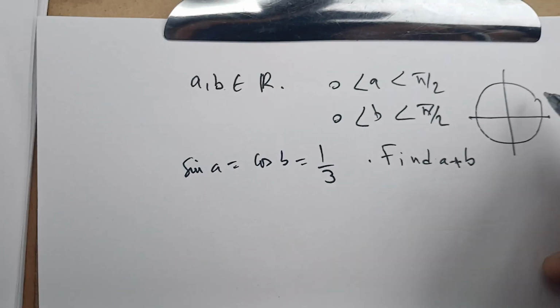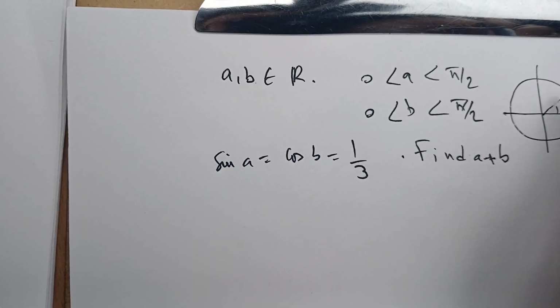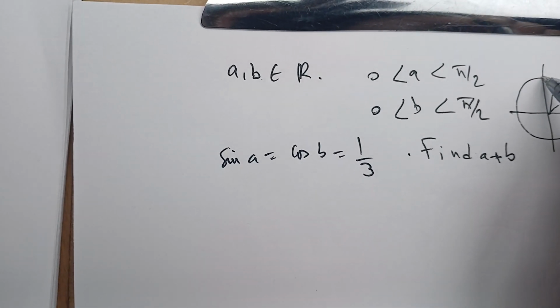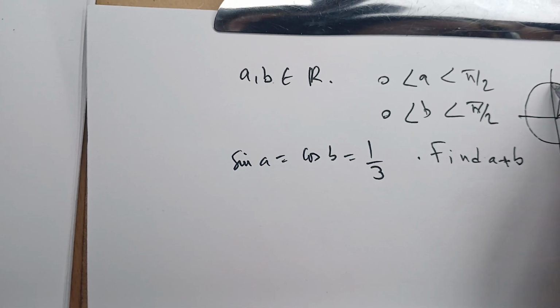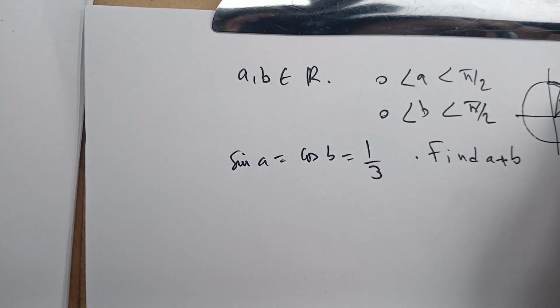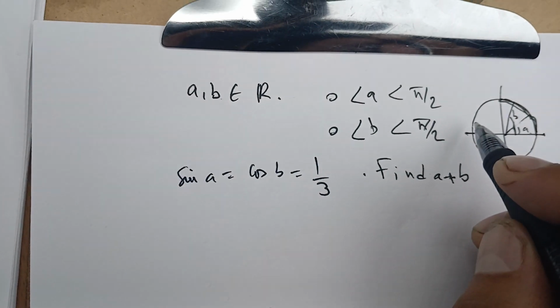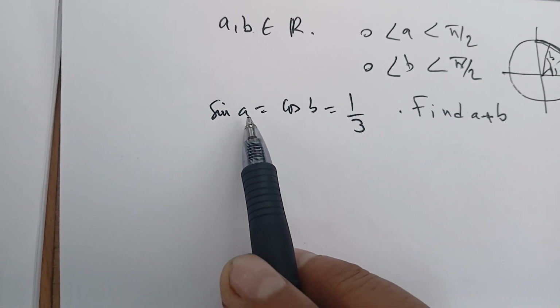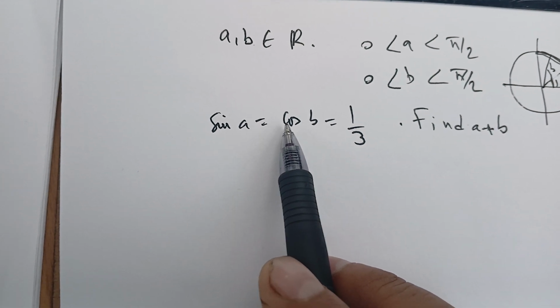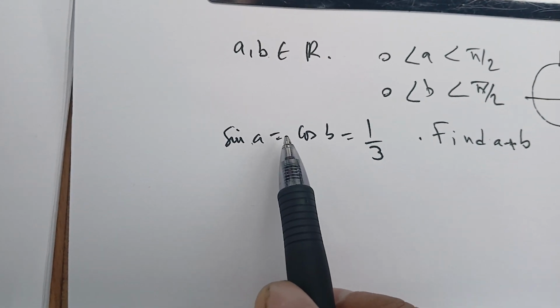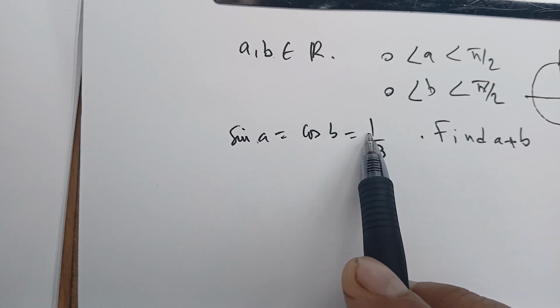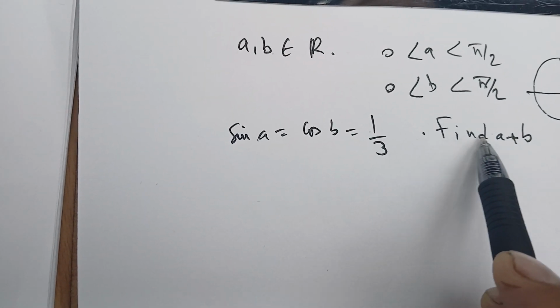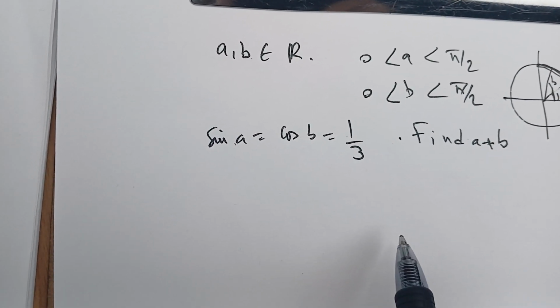Okay, so if we want to graph the unit circle here, let's assume that A is less than B. They are in this region, the first quadrant. So let's assume this is B. We are given that the sine of A is 1/3 and the cosine of B is 1/3. We want to find A plus B.